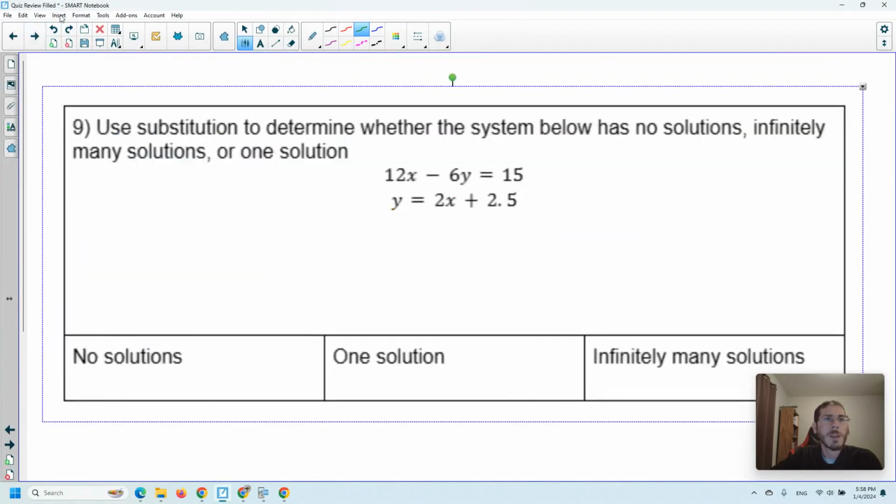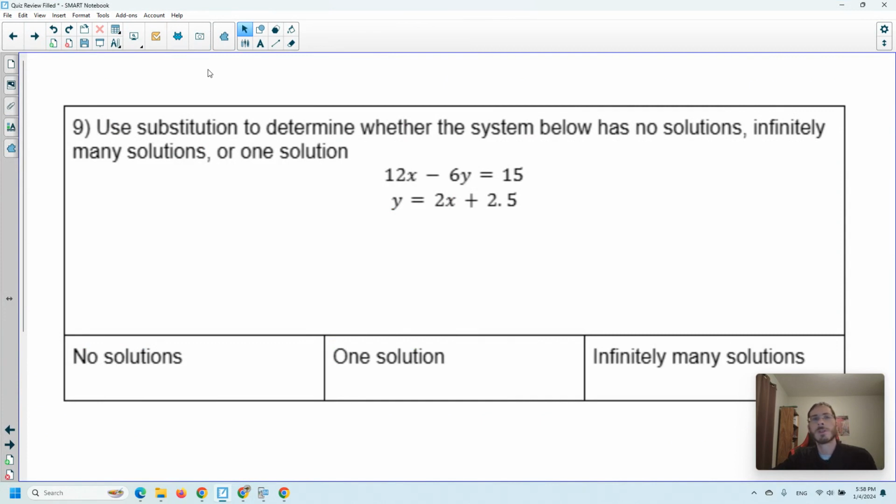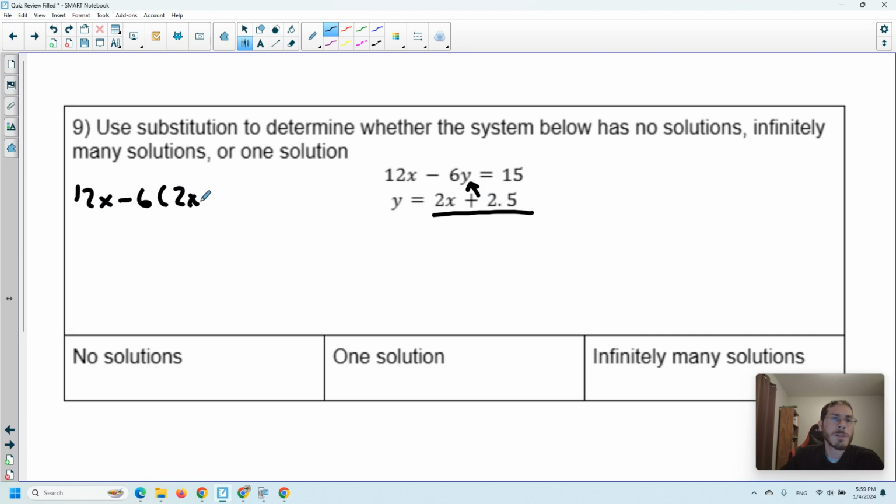All right. Number 9 says use substitution to determine whether the system below has no solutions, infinitely many solutions, or one solution. So again, it says to use substitution, so we're going to use substitution. Obviously, if you want to double check it with a graph, I'm not going to stop you. Here, the y is already by itself, so we're going to take this expression and plug it in for the y. So we're going to get 12x minus 6 parentheses 2x plus 2.5 equals 15.